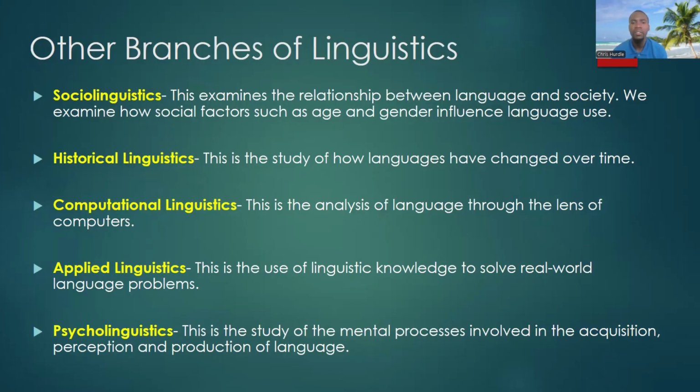Psycholinguistics would be the study of the mental processes involving the acquisition, perception, and production of language. All right, so this is where we go into the brain and we see how language is stored, right? This is also the area that would deal with how babies acquire language, right? How they go from babbling to one word, etc., etc. All of that will be studied in psycholinguistics because it deals with the brain. Okay?